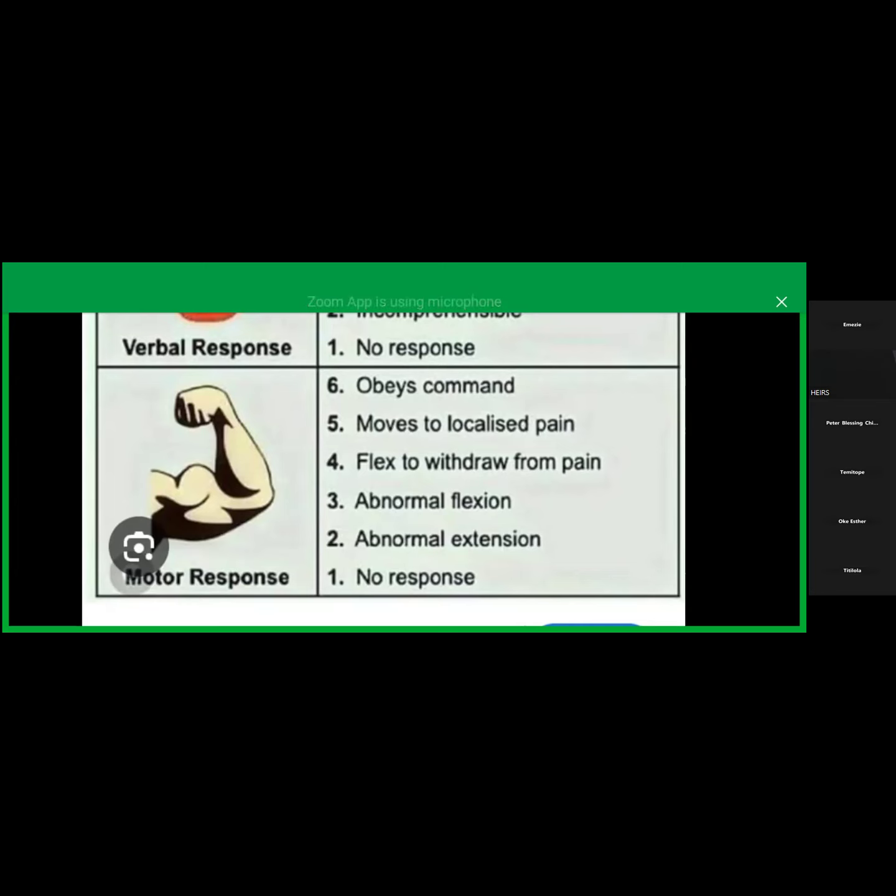I'm using the knuckle of my right hand. I'm pressing the chest of Mr. Paul. And Mr. Paul carries his right hand, grabs my own hand, and tries to pull it out. He's localizing it. He's localizing that this pain is in my chest. So any person that can localize pain, we say that person's best motor response is 5.